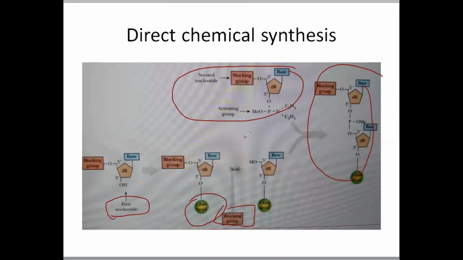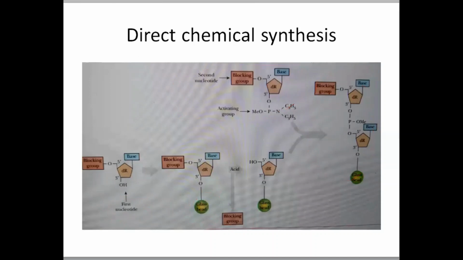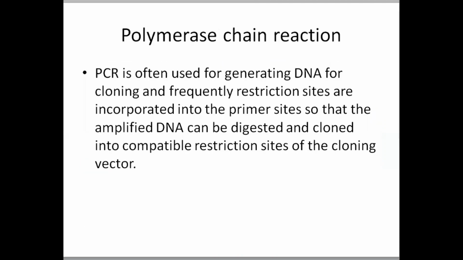So the 5' OH is acylated with acetic anhydride and dimethylaminopyridine. This terminates the chain, and no other nucleoside phosphoramidites can be added. So this is how direct chemical synthesis occurs.